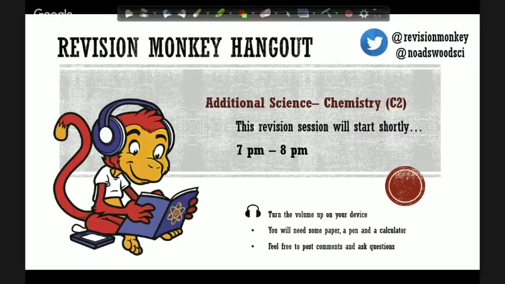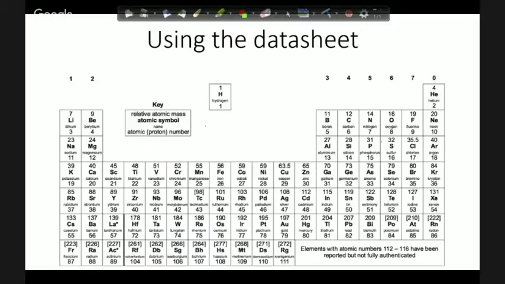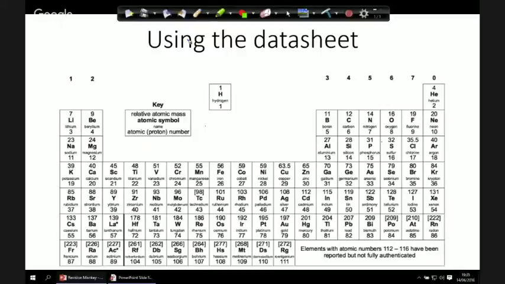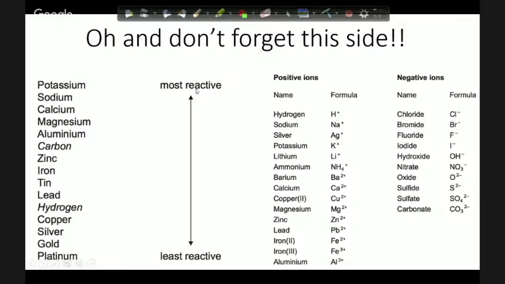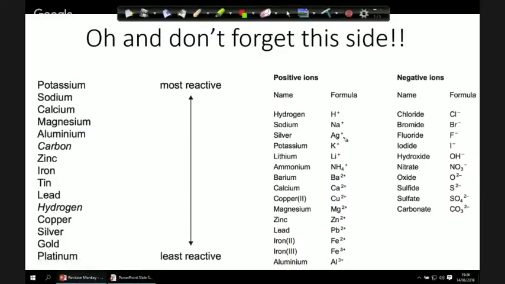So I'm going to go through, first of all, the fact that for chemistry, just like C1, you have a data sheet. So please make use of it. Make sure that you use the key, because that's really important. It tells you the top number is the mass and the bottom number is the proton number. And you might need these for a couple of questions in relation to your C2 paper. Furthermore, you might also need the reverse of this sheet, which has reactivity series and ions on it.